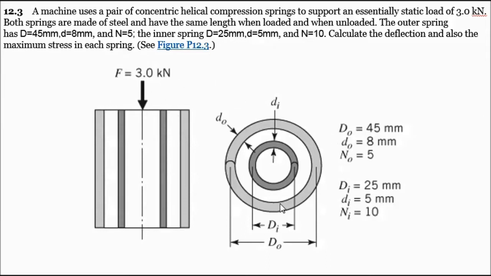We have a side view and a top view here. We can see our load here, 3 kilonewtons. Then from the top view, if we look at our inner, we have our big D sub I, which is the diameter of the coil, 25 millimeters. We have our little d sub I, which is the diameter of the wire, 5 millimeters. Then we can look at the outer coil here, and we have our big D sub O, which is the coil diameter of the outer, 45 millimeters, and we have our little d sub O, which is our wire diameter of the outer, 8 millimeters.